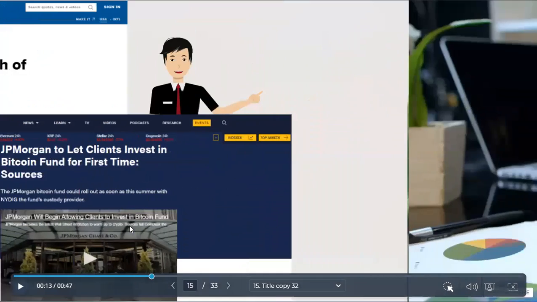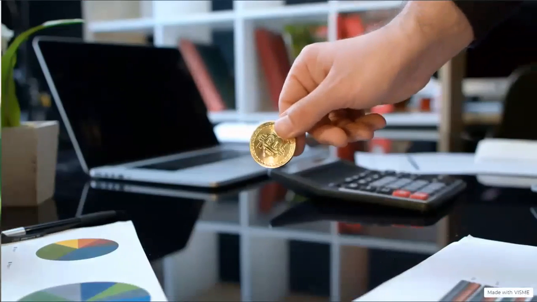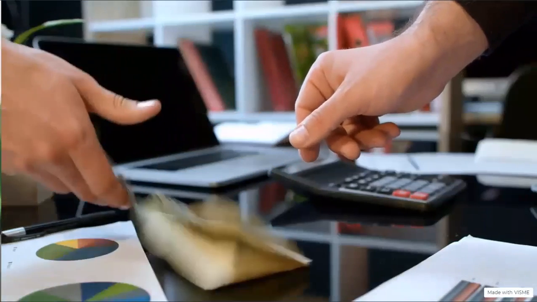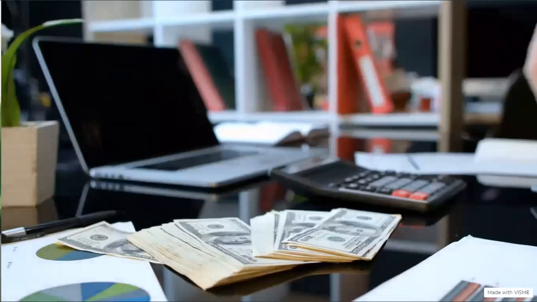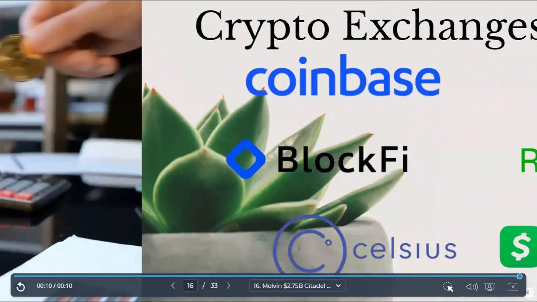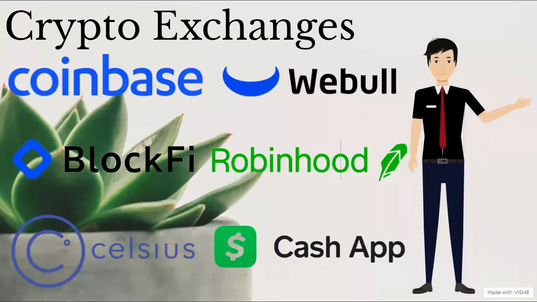Okay, so let's say you want to put some of your money into cryptocurrency. Well, where do we even start? Well, first, you want to sign up for an exchange. An exchange will allow you to buy, sell, and hold crypto. The most popular ones include Coinbase, BlockFi, Celsius, Gemini, Binance US, Crypto.com, and even now popular stock trading apps such as Robinhood, Webull, and the Cash App have it.